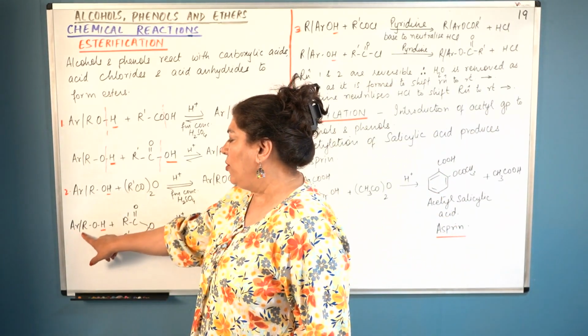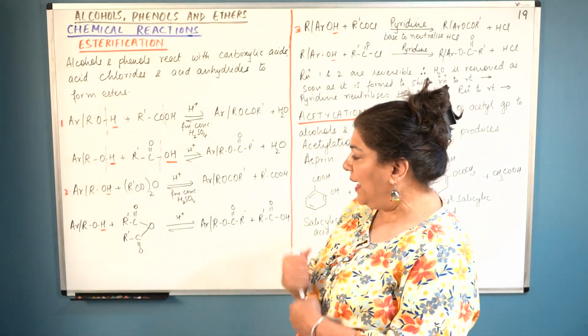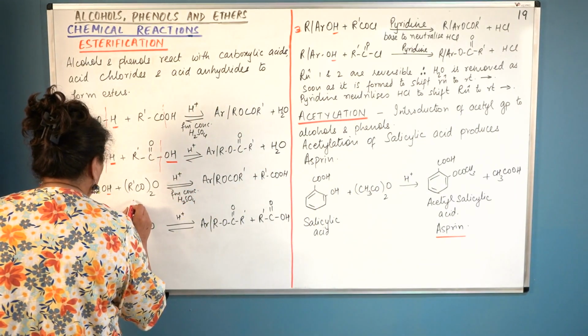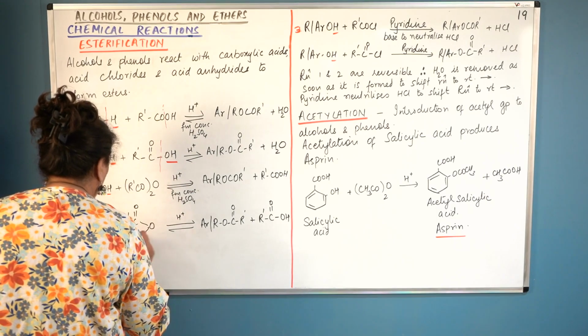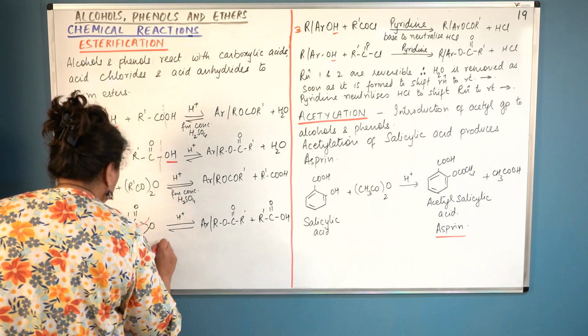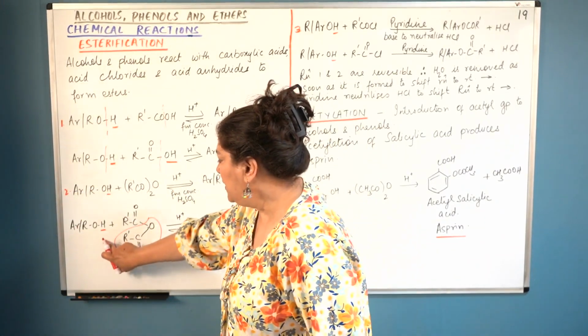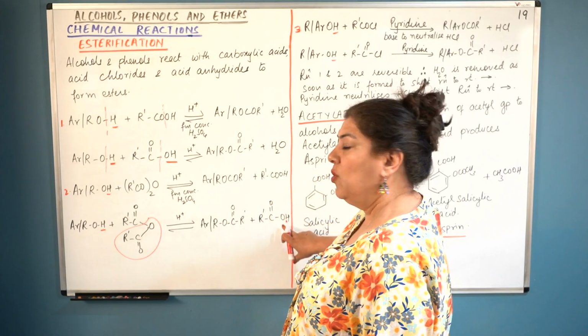You had AR or ROH. Only the hydrogen was used from here. And from this molecule, R-CO will be used, and what leaves here is R-COO. Right? Hydrogen from here and R-COO combine to form R-COOH.